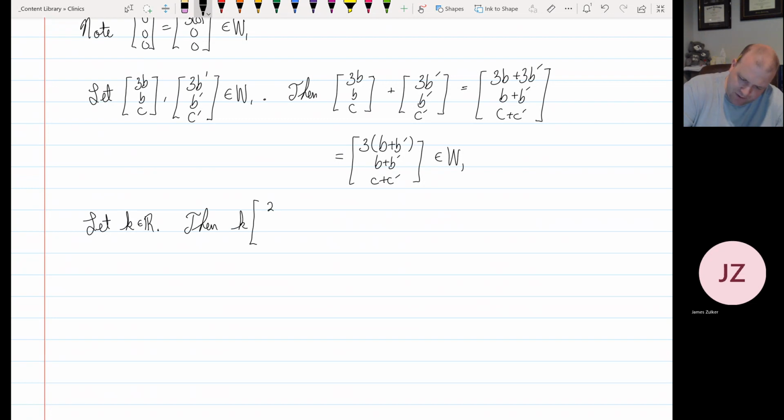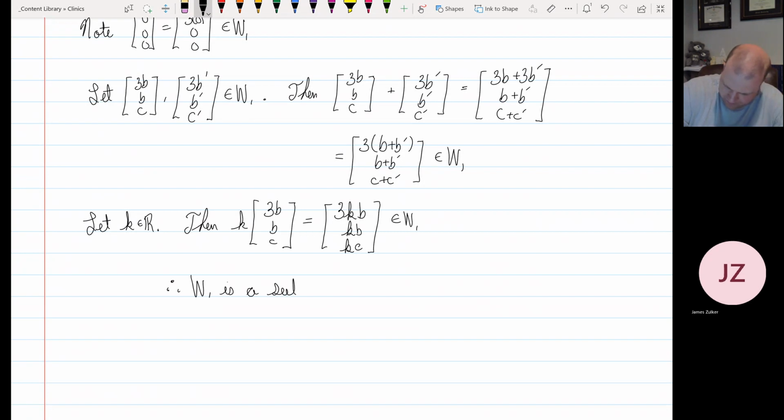Now, if we let k be a real number, and we multiply it by a vector in W1, this is what we get. That is clearly in W1. And so W1 is a subspace.